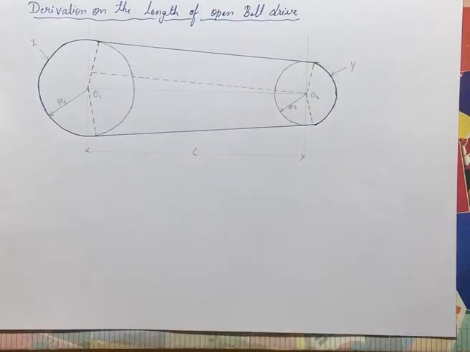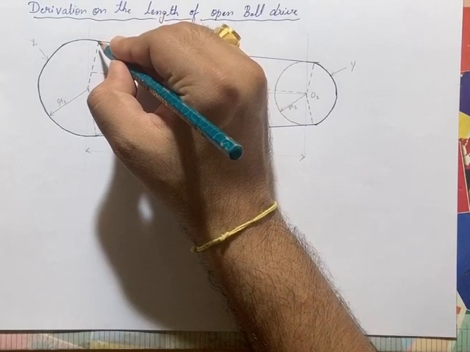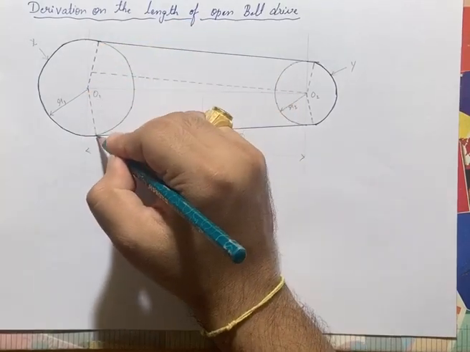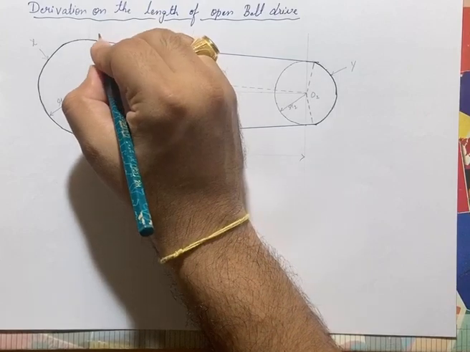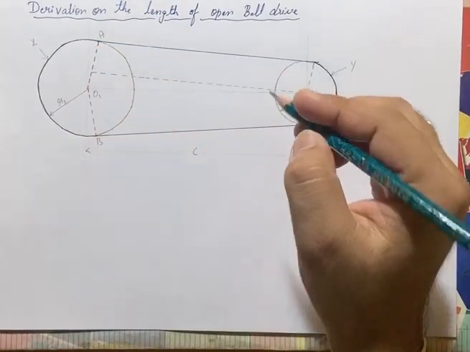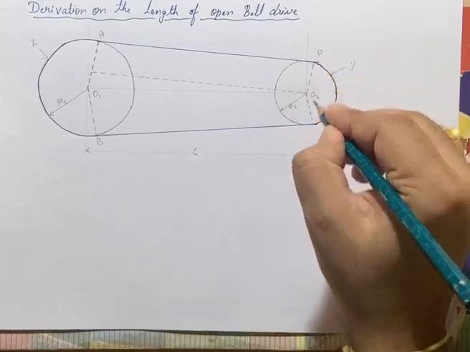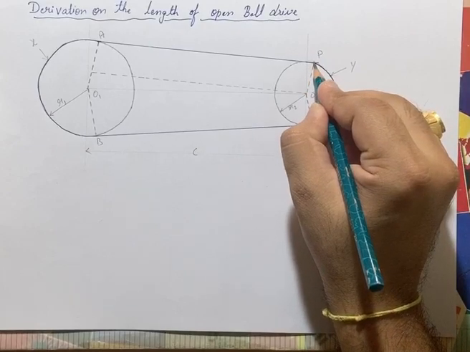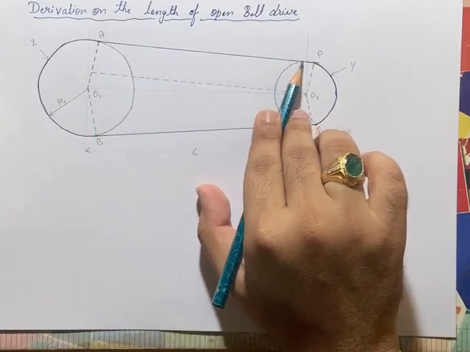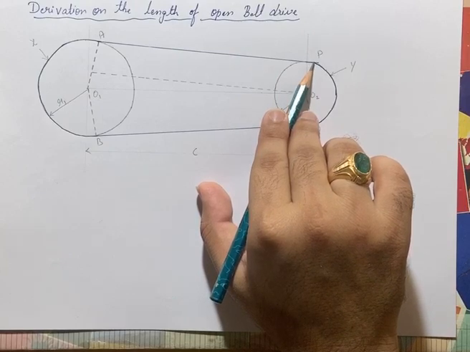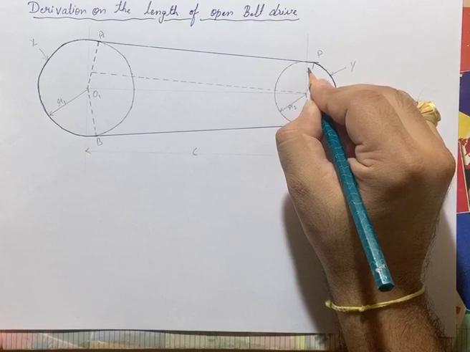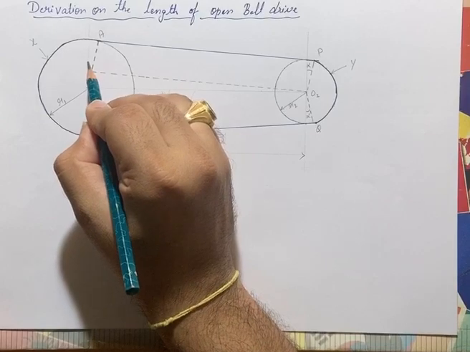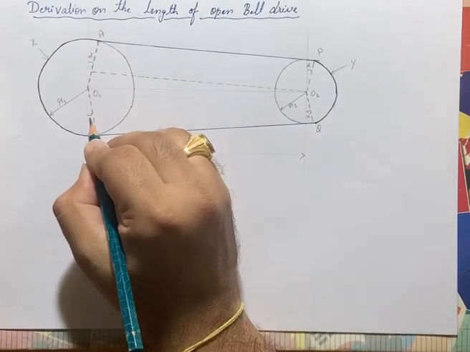Now this is the point where it has made contact. I'll call this point A, this B, similarly this point P and here Q. These are the points at which the belt comes in contact with the pulley. So this angle I'll call alpha, the same angle will be here, this is also alpha. Similarly this angle is alpha here, and the same here also.